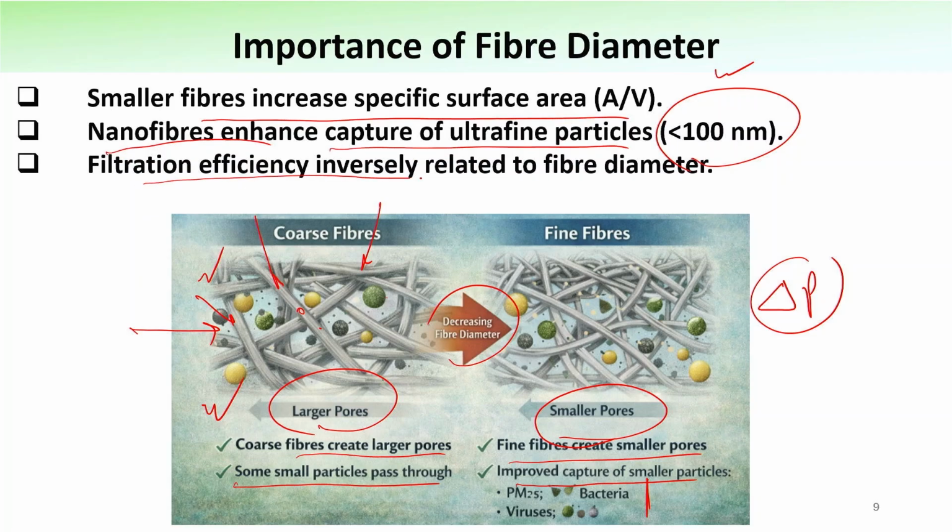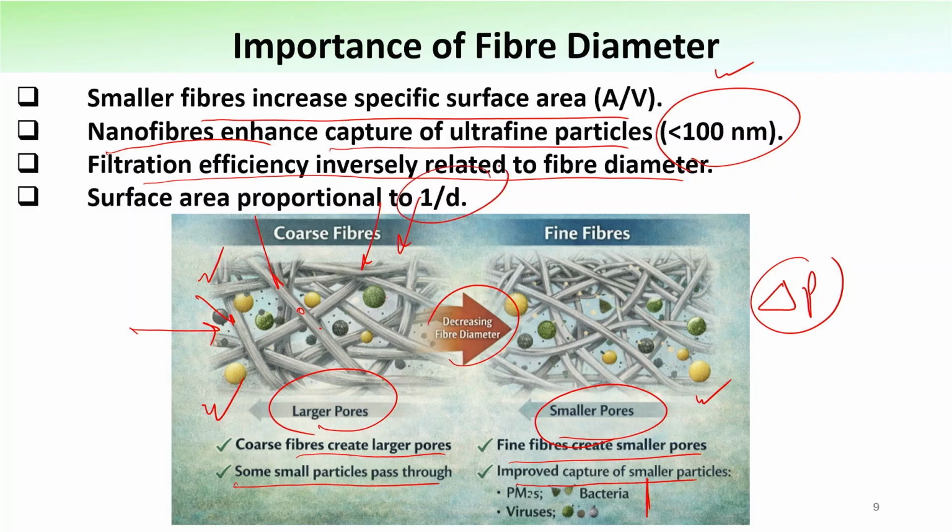So, filtration efficiency is inversely related to the fiber diameter. If the fiber diameter increases, filtration efficiency drops. But the main problem with the fine fiber is that the pressure drop is there, and the fine fiber will have difficulty. So, specific surface area is inversely proportional to the diameter.